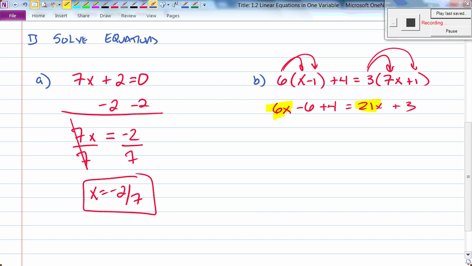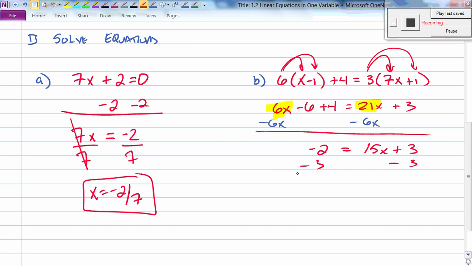Subtract 6x? Okay, I'm with you. Could I have done something else? Or I could have, yeah. So it doesn't matter, right? Doesn't matter. So on the left-hand side, I have negative 6 plus 4. How much is that? Negative 2 equals 21 take away 6. How much? 15x. Good. Positive 3. Now what?